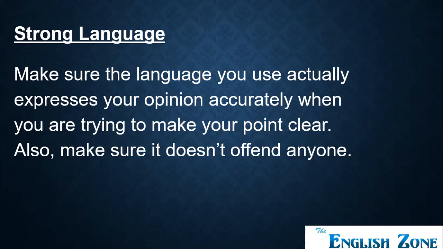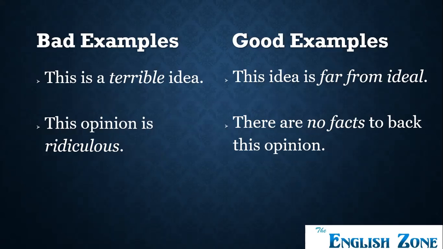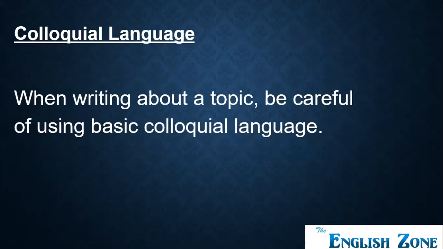So let's understand this now. Bad example: this is a terrible idea. You can convert it to this idea is far from ideal. The second one, this opinion is ridiculous. So instead of this, we can say there are no facts to back this opinion. I hope you are clear with it. Let's understand the next part.